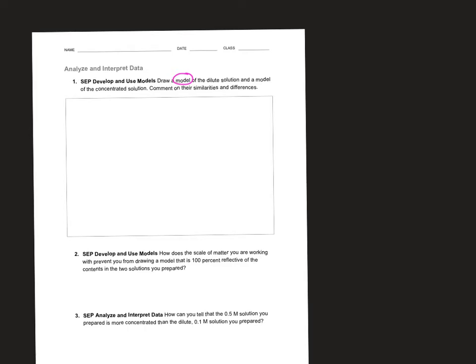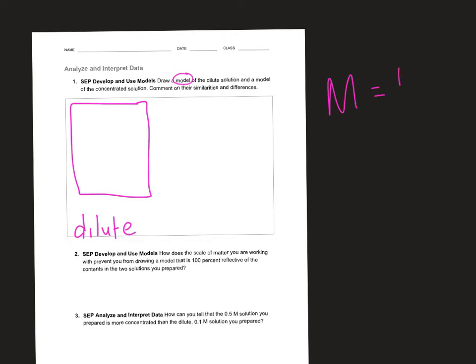So when it says draw a model of a dilute solution, basically what you should be thinking is that these particles are going to be a little more spread out and there's not going to be as many, right? Because the whole idea of this lab was that we kept this the same. We changed our molarity, which in turn affected how many moles we had of the solute, right? And so that's all that you're showing here.